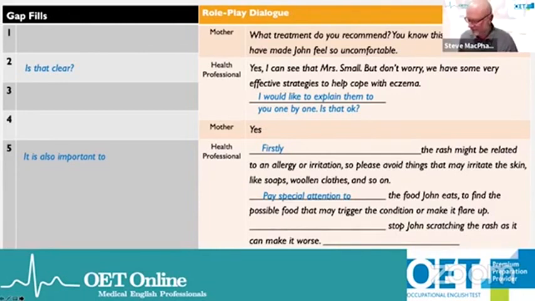And then we go for number 5, don't we? It's also important to stop John scratching the rash as it can make it worse. And then we can end, always a good idea to end with a question. Is that clear? Always check the patient understanding.